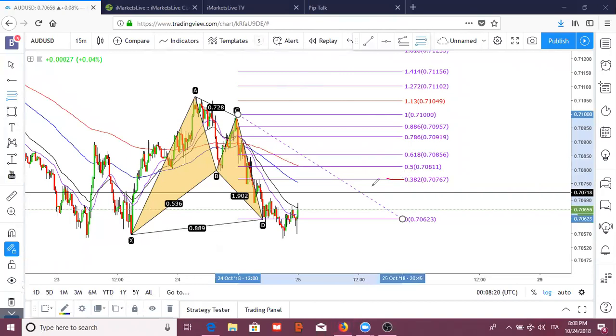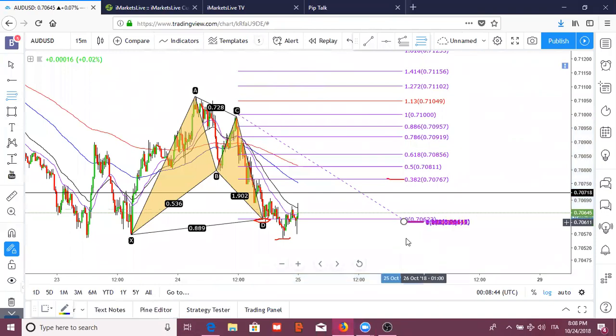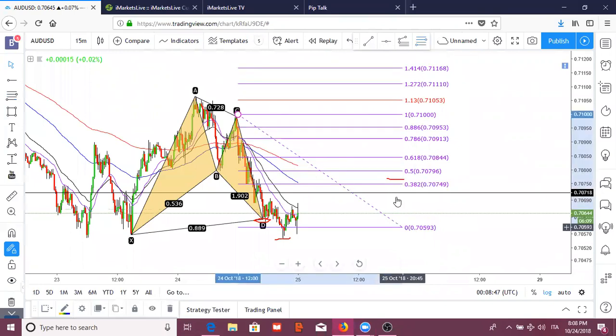But check this out. Because price pushed down a little bit further, even though I entered here for the buy, I have to take this entire move. So I have to adjust my target for the entire move. Now I have to take my fib and drag it down just a little bit. So now my targets are going to be adjusted.